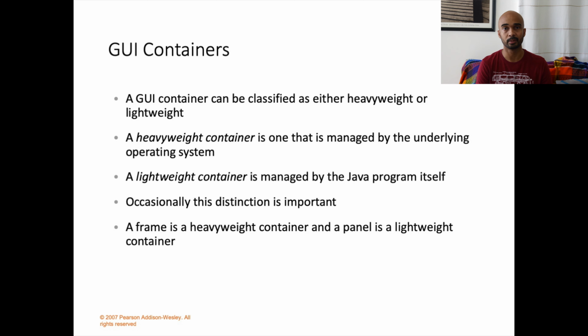A couple of properties of GUI containers. There are two types of containers. So there is heavyweight or lightweight. A heavyweight container is what we consider a container that is managed by the operating system. A JFrame is actually a GUI container that is managed by the operating system.